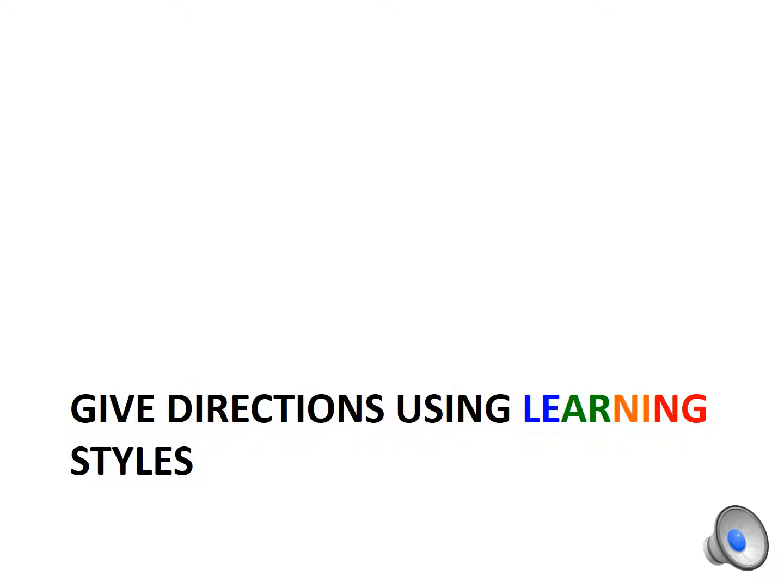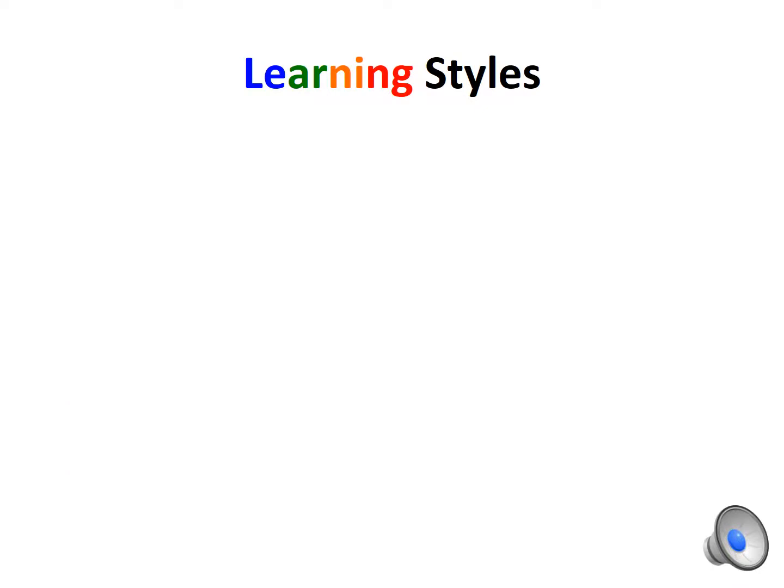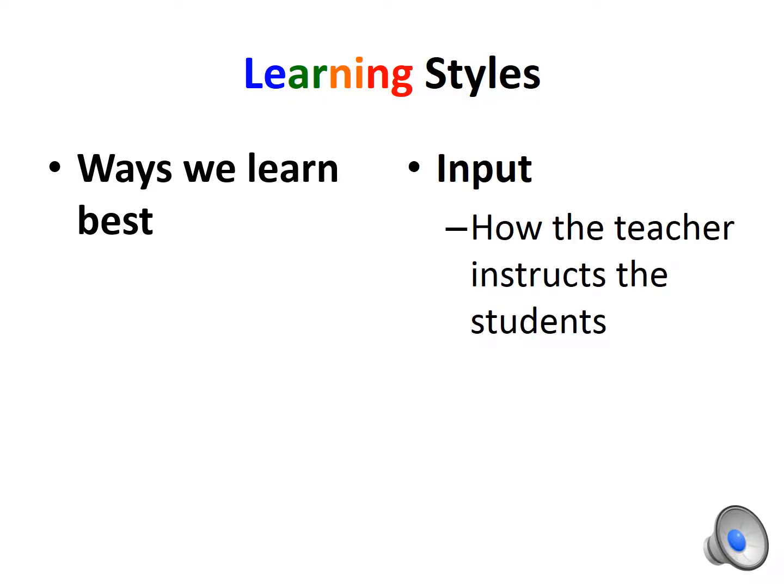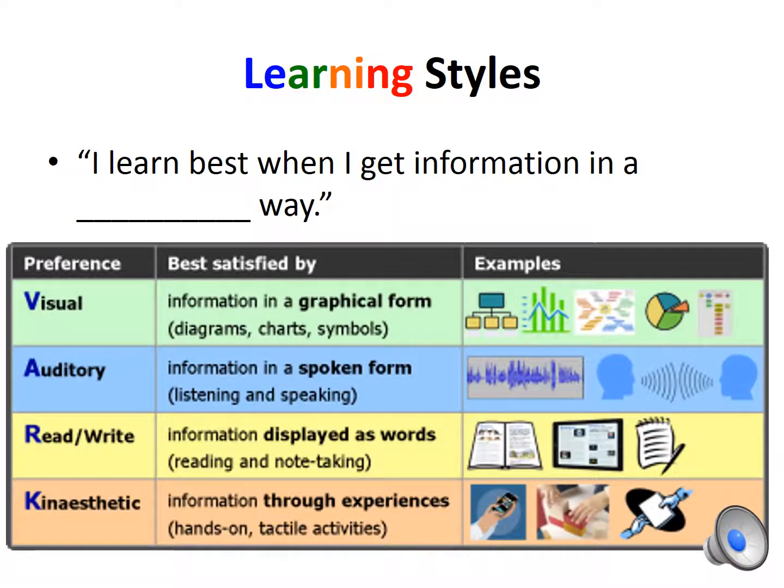Now let's look at learning styles, also known as VARK. Learning styles are the ways that we learn best. It's all about the way that we give students input or deliver instruction to them. For example, how you fill in this blank in this sentence is what your dominant or most important learning style is. I personally learn best when I get information in a visual way, so my learning style is mostly visual. We always have one or two different ways that are best, but for me, the dominant one is visual.